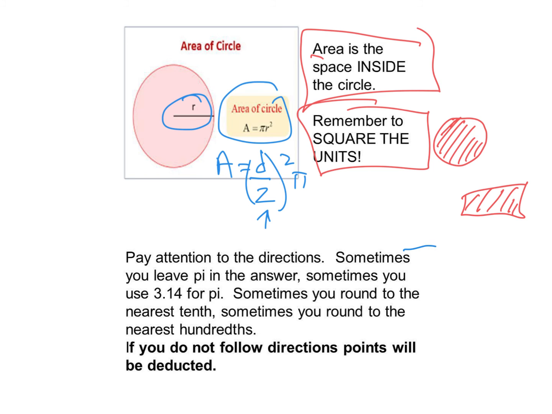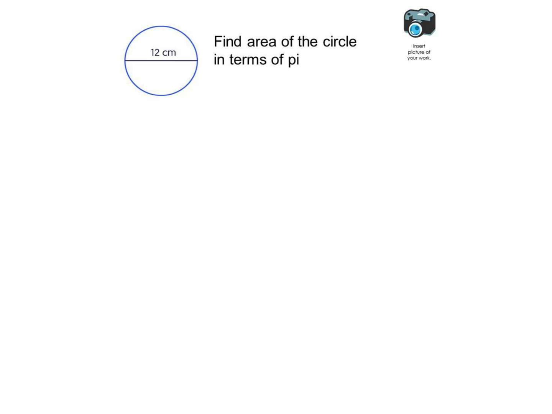Pay attention to the directions. Sometimes you leave pi. Sometimes you use 3.14 as an approximation for pi. Sometimes you use 22/7 for pi. It's an approximation. Sometimes they tell you what to round to. Pay attention because you will have points deducted if you don't read the instructions.